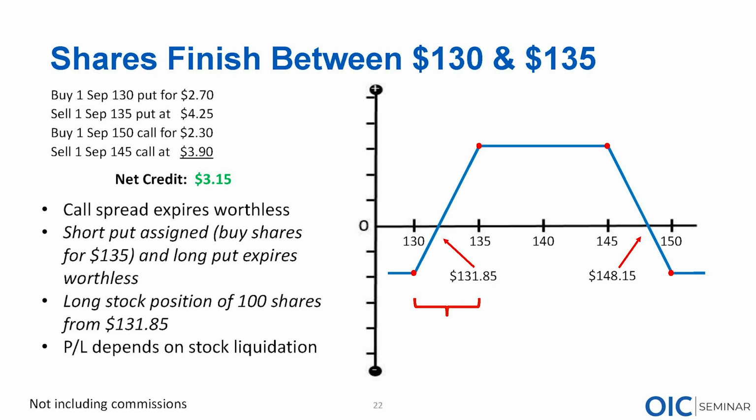What happens if one of your wings is wounded? That is, if the stock is between 130 and 135 bucks. Well, you're short that 135 puts, so you're getting assigned. You own them. These are yours. You aren't able to exercise that 130 put because it's way below. Now you have a long market position at the equivalent of $131.85. That's the strike of 135 minus the premium that you took in your hand.